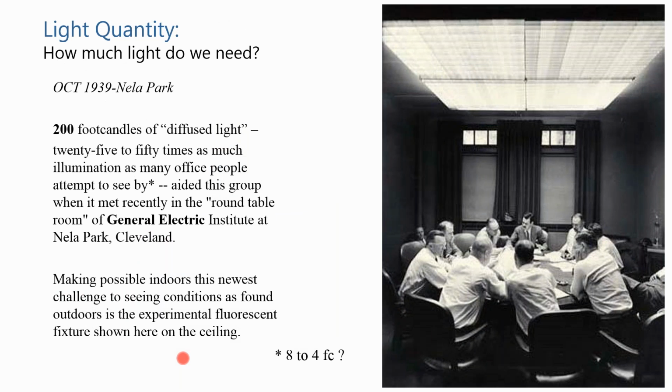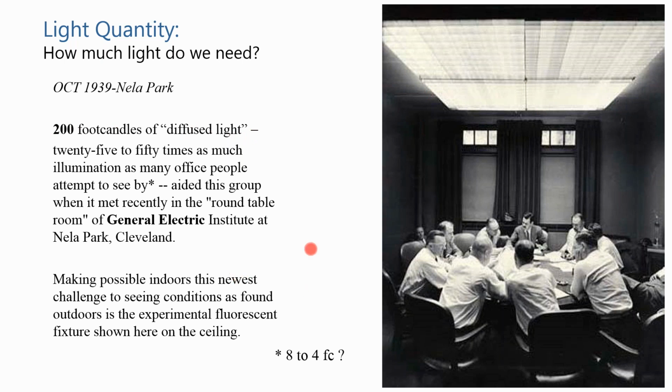So one question that always comes up early on in a conversation about lighting is how much light quantity. What is the quantity? And that's, I don't want to say a moving target, but a changing target. I love this picture from 1939, Nela Park. Here we have the captains of industry sitting around making decisions about something important, I'm sure. And they're excited about the fact that they're under 200-foot candles of diffuse light.